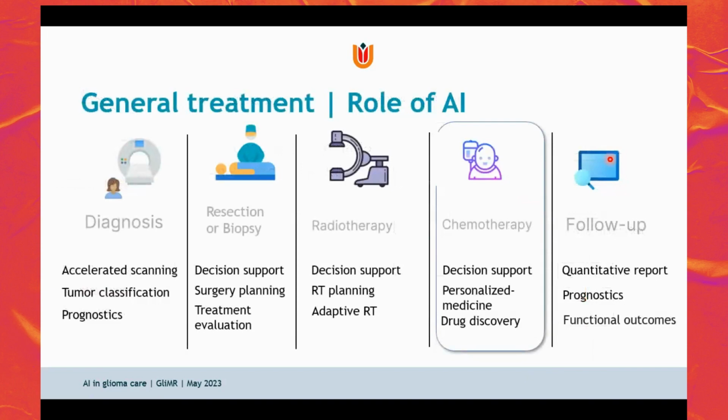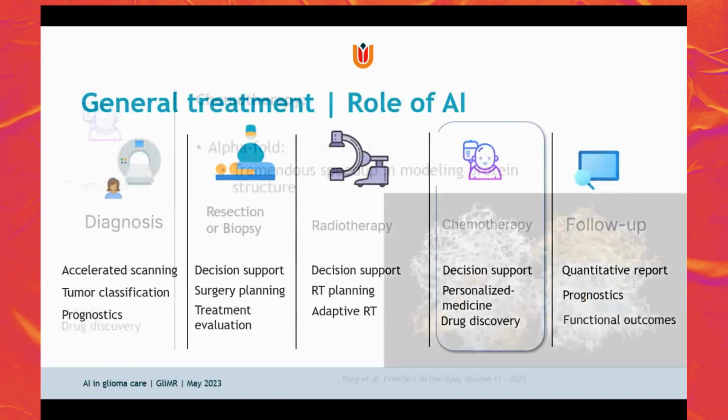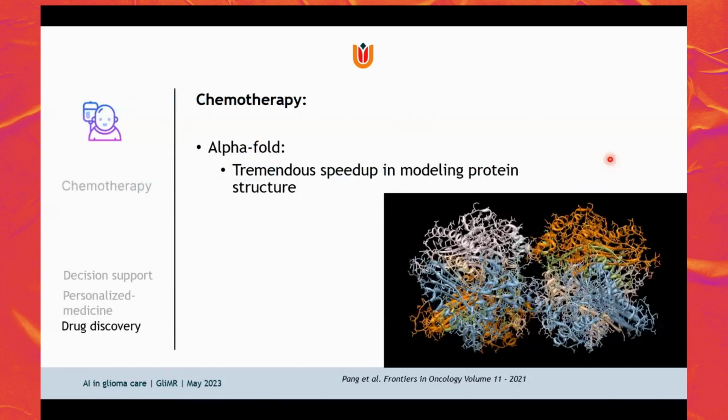Then, well, we're getting to chemotherapy, which is a bit further out of my comfort zone, so I'm going to keep it short here. But also in this direction, we see developments, for example, like AlphaFold, which enables a tremendous speed up in modeling protein structure folding, which could make drug discovery faster in the future.